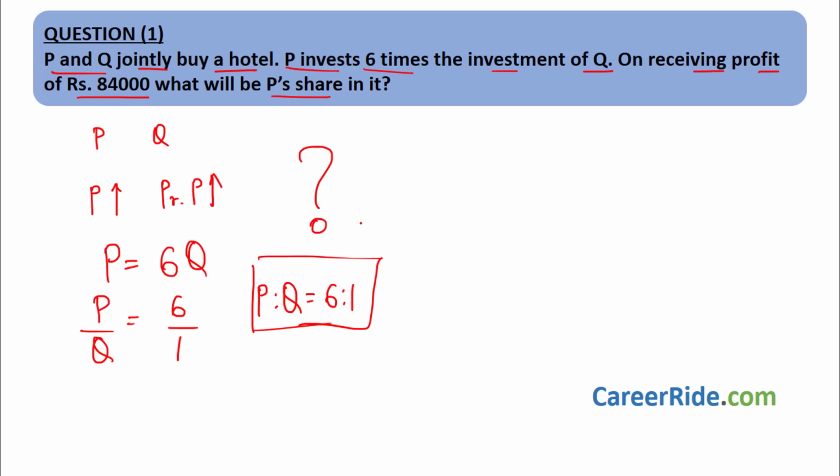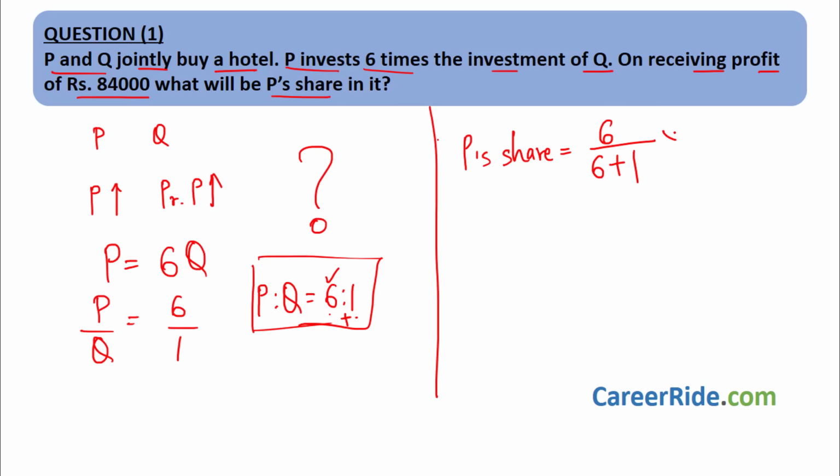Now take a look at this trick or concept, because this is very useful in finding the answer for every partnership sum, as well as in other topics of quantitative aptitude. Over here we have P is to Q equal to 6 is to 1. So P's share is given by P's ratio, 6, divided by 6 plus 1, multiplied by the total profit.